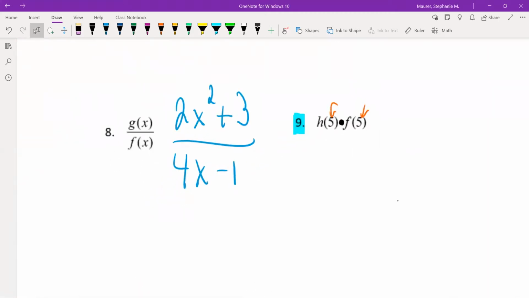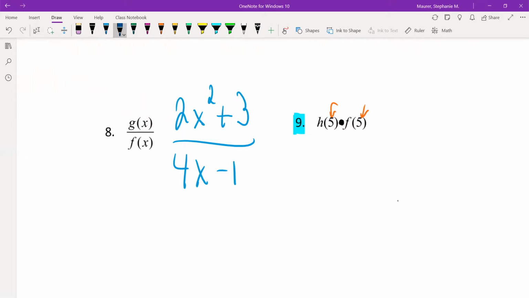So at this point, that kind of is your answer. That's the g function divided by the f function. Very rarely can it be simplified. I'm not ruling it out. Sometimes problems like this can be simplified. But looking at this right now, this is a problem that cannot be simplified. So that is your answer.